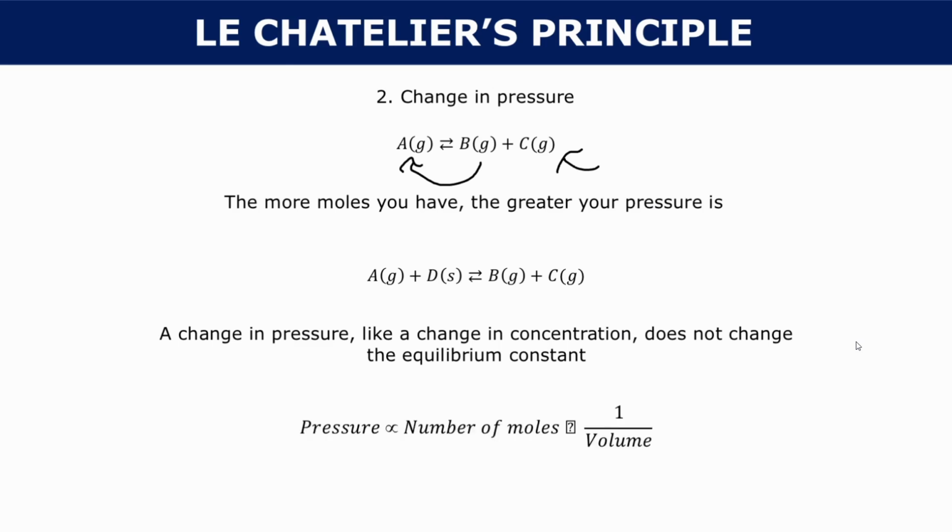So in summary, pressure is proportional to the number of moles, and it's inversely proportional to the volume. So let's say you want to increase the pressure. Well, you could either increase the number of moles or decrease the volume. If you wanted to decrease the pressure, you would decrease the number of moles or increase the volume. Now that volume bit is pretty important. So remember, pressure is inversely proportional to volume.